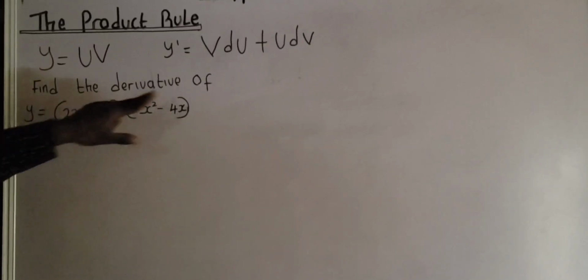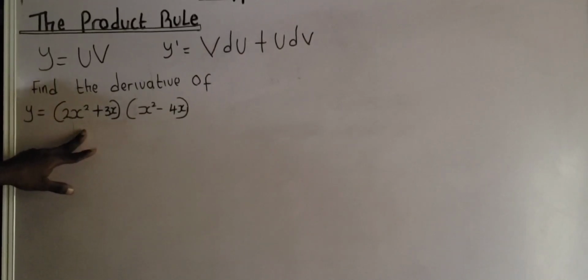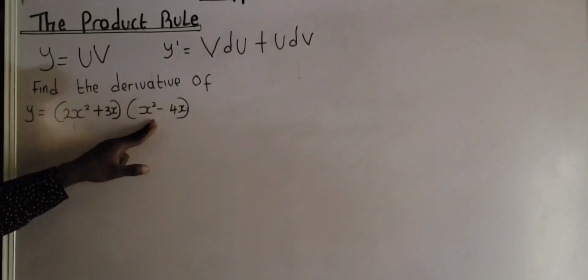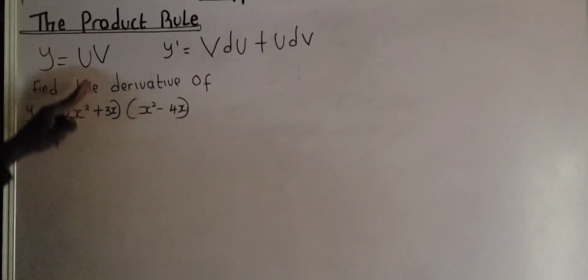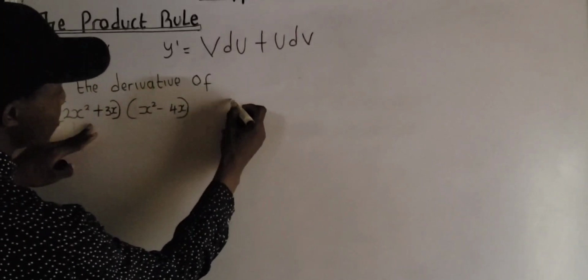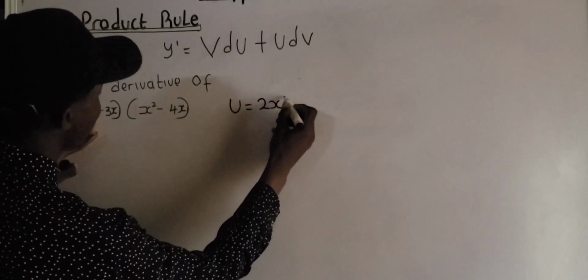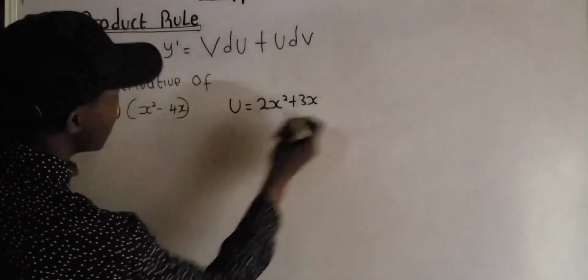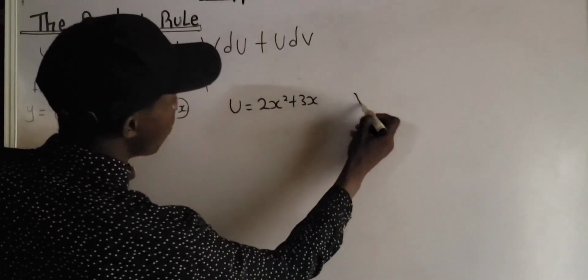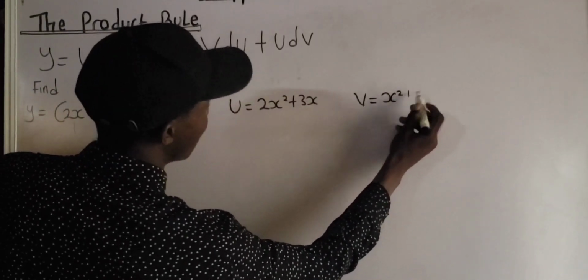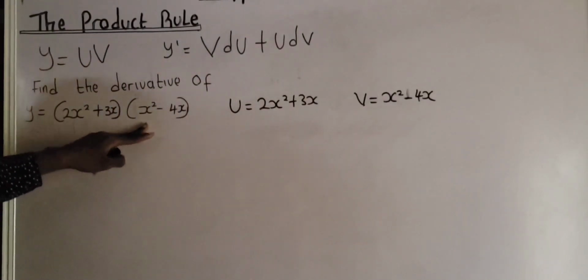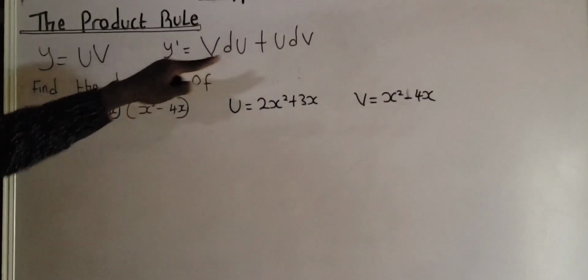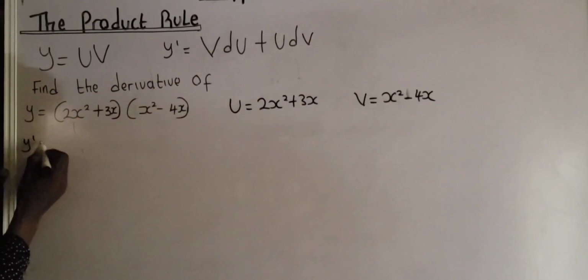Question 2. Find the derivative of y is equal to 2x raised to the power of 2 plus 3x multiplied by x squared minus 4x. The first step is that we are going to identify our u and v. Are you getting it? So, if you compare this function with this function, u is the first part. u is equal to 2x raised to the power of 2 plus 3x. So, v is the second part. v is what? That is x squared minus 4x. So, having identified your u and v, the next step is that you proceed to make use of the product rule formula. So, the product rule formula is what?